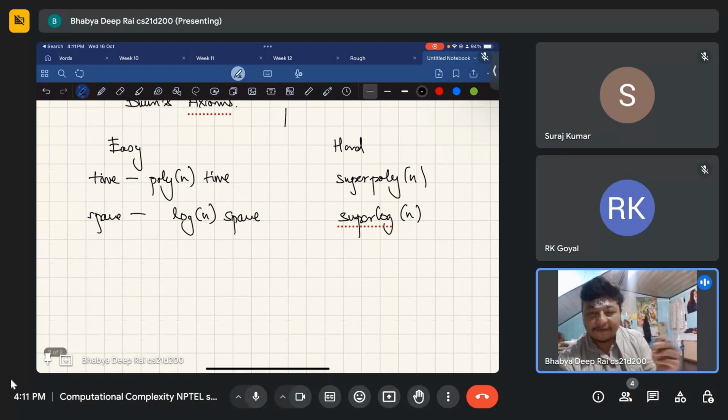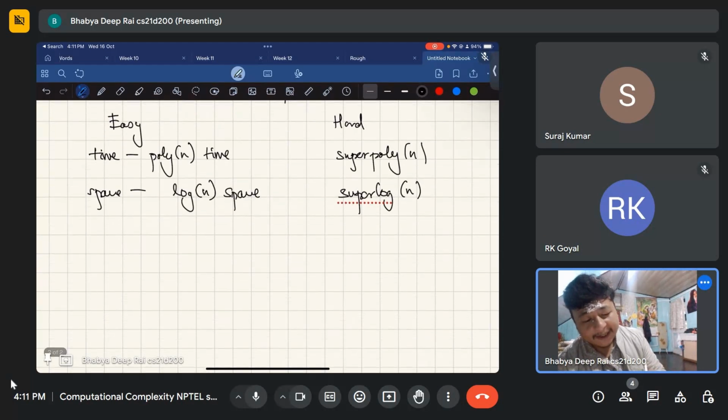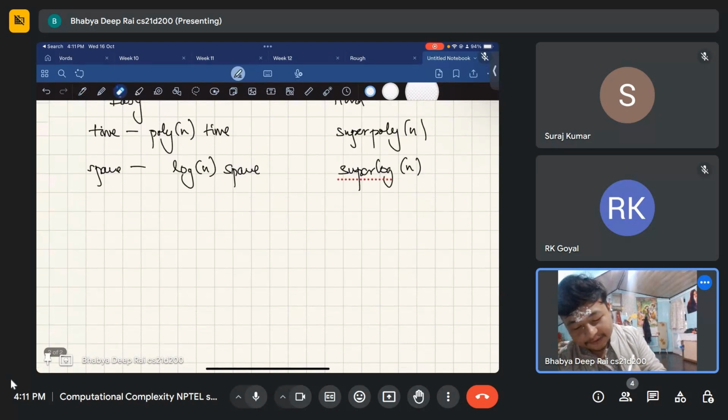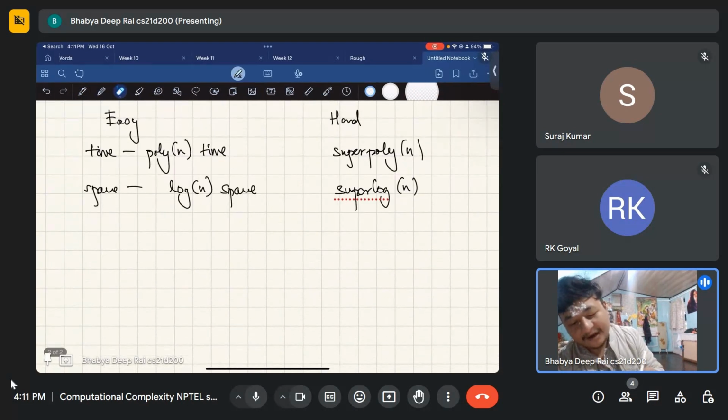We can modify it as we go, and we can do it in terms of randomness also. We can do it in terms of non-determinism also, and I'll come to that point. What is easy and hard in terms of randomness and non-determinism? But now comes the problem. Okay, fine, so you have easy problems and you have hard problems.